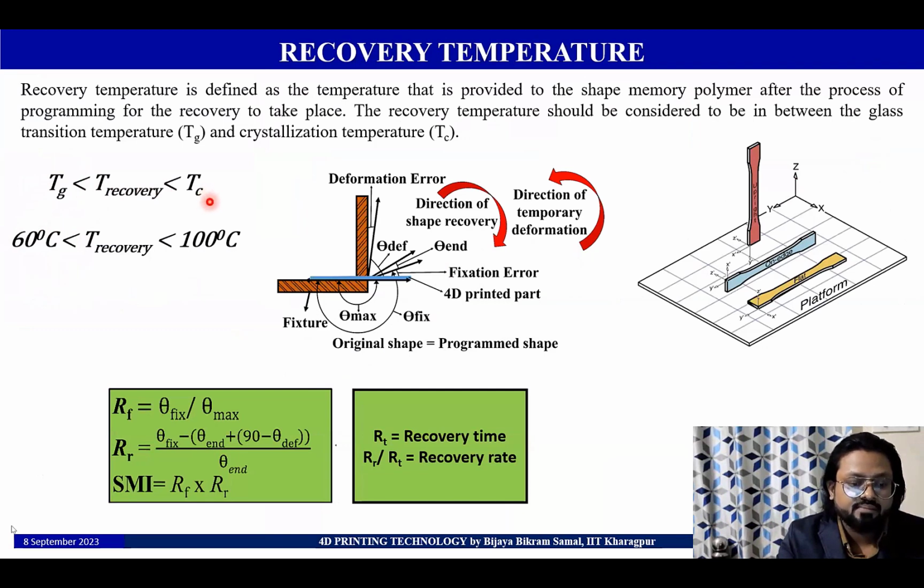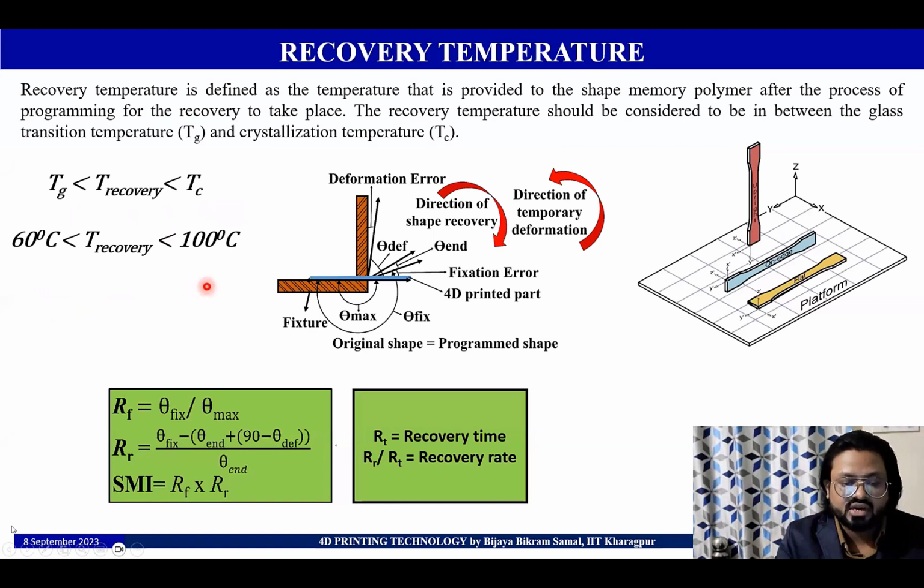And also we are not going beyond Tc, that is the crystallization temperature, because when we go beyond the crystallization temperature, the amorphous region as well as the crystalline region within a semi-crystalline polymer like PLA shape memory polymer have chain orientations that are open, so it can orient in any direction, and whenever it is orienting, the programming is getting done at that time. So that is why we are not going beyond the crystallization temperature. We are varying our temperature between 60 degrees Celsius and 100 degrees Celsius.